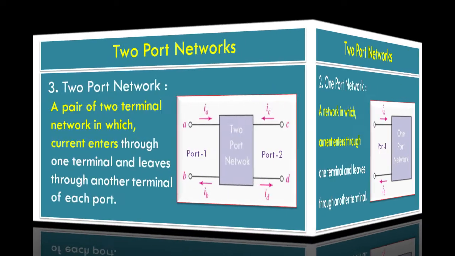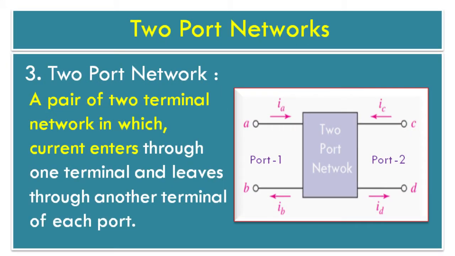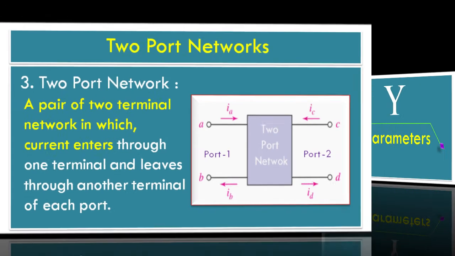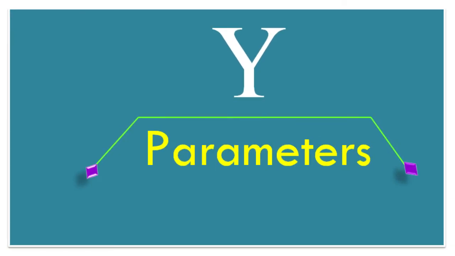Second term, two-port network. Statement: a pair of two-terminal networks in which current enters through one terminal and leaves through another terminal of each port. See the diagram. Currents IA and IC entering into port 1 and 2 with currents IB and ID leaving from port 1 and 2 respectively. Up till now we have studied important terms in two-port networks.